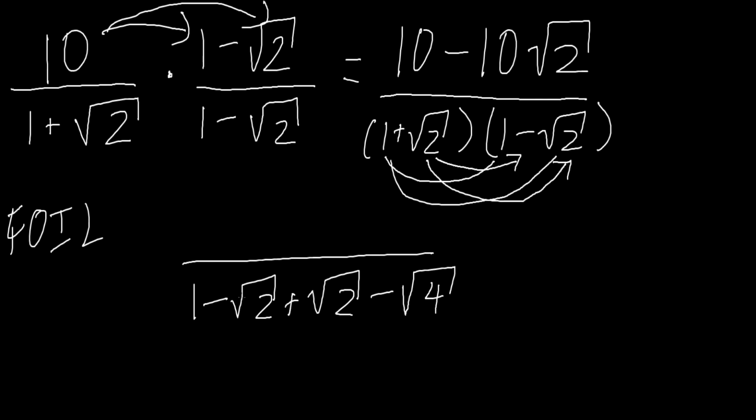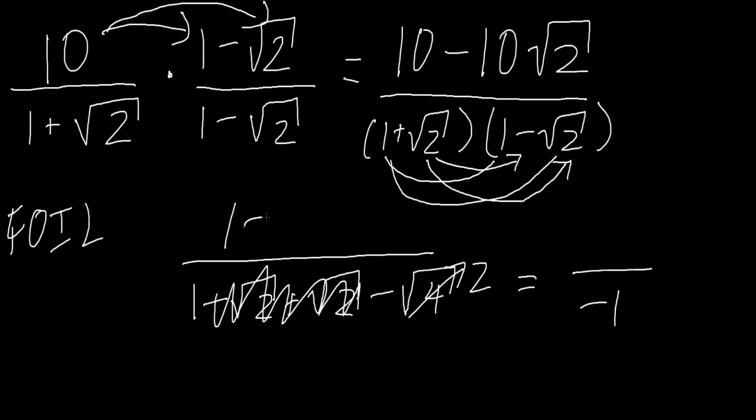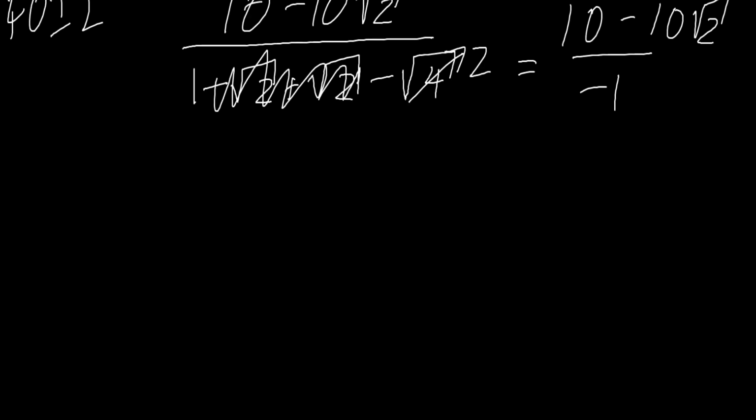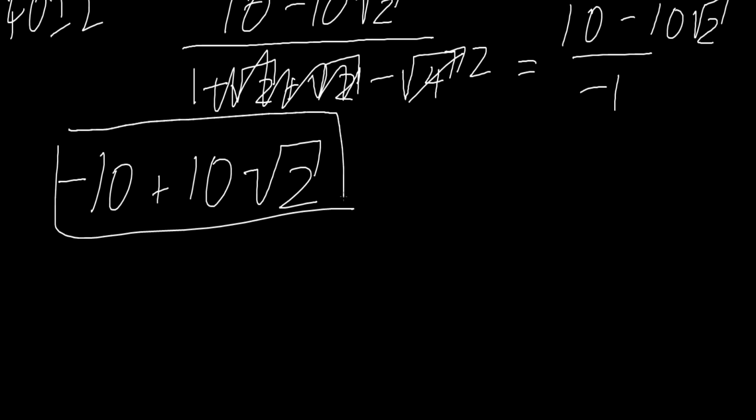So we can simplify the bottom further. We know negative root 2 plus root 2 cancels out. And the square root of 4 is just 2. And on the bottom we have 1 minus 2, which is equal to negative 1. And the top still stays the same as before, so we still have 10 minus 10 root 2. And we have to divide all this by negative 1, so in the end we get negative 10 plus 10 root 2. That's our final answer.